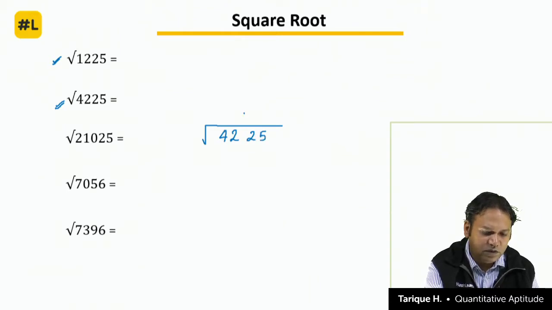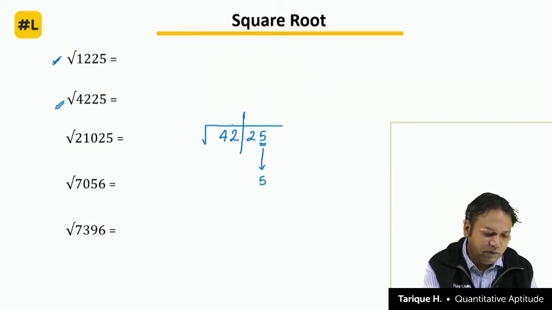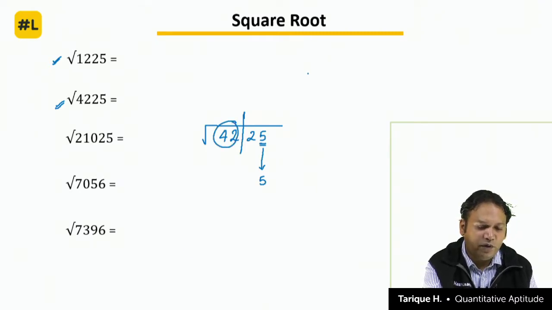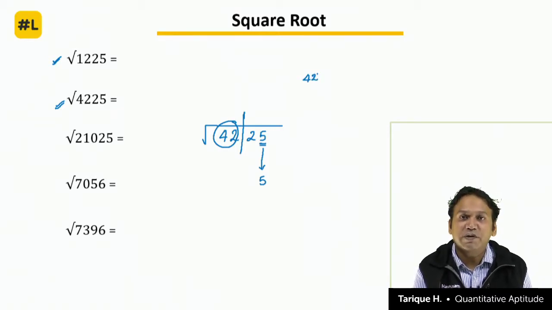So cut off the last two digits here. What is the last digit? 5. So that means the square will end in 5. The square root will end in 5. Now the other number which we have here, 42. Is 42 a perfect square? No. 42 is between which two perfect squares?